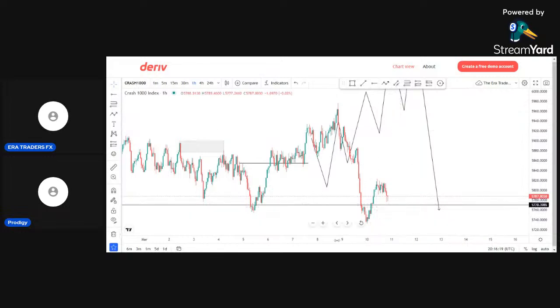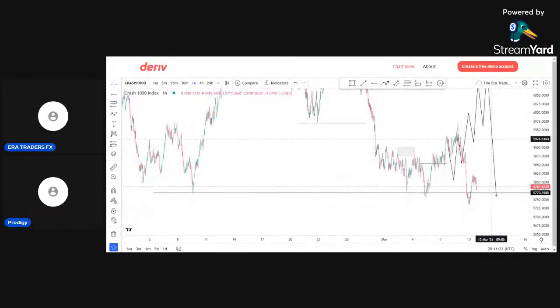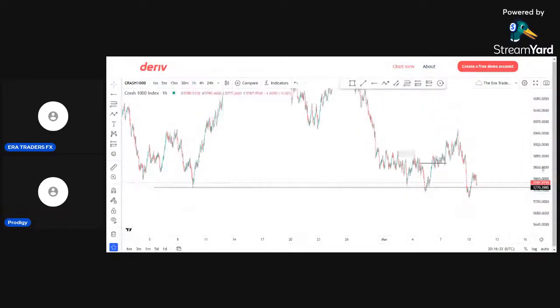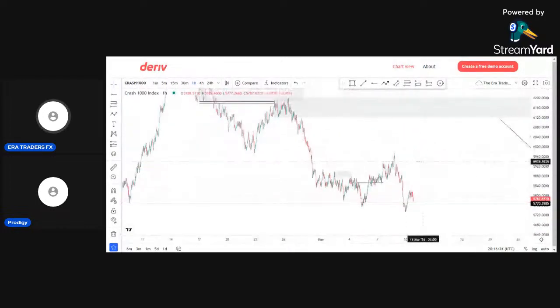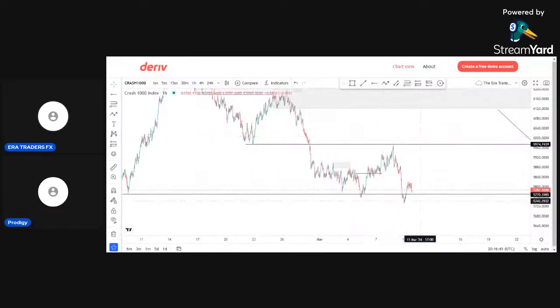All right. So although we're expecting that price should move, we're waiting for it to come into this block, but price just came into this zone and traded to the downside.